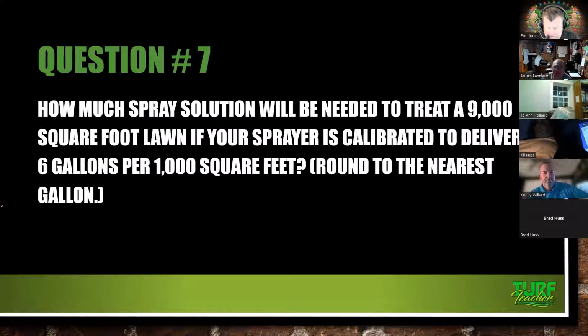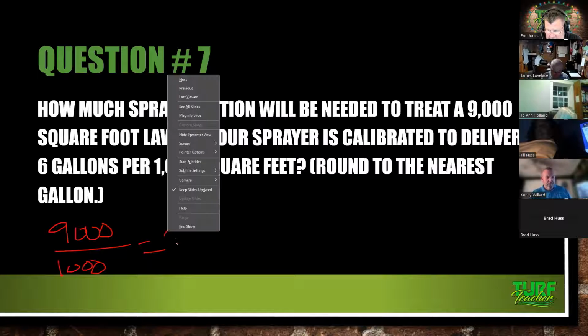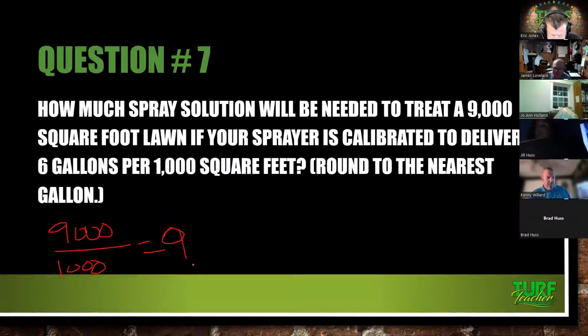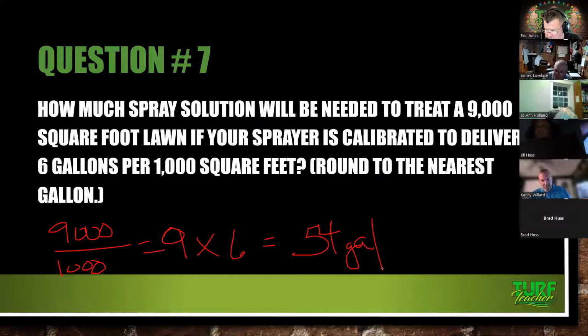Question 7. How much spray solution will be needed to treat a 9,000 square foot lawn if your sprayer is calibrated to deliver 6 gallons per 1,000 square feet, round to the nearest gallon? So, again, I always figure out how many 1,000 square foot blocks I have on a property. So we got 9,000 square feet, divided by 1,000. It's going to give me 9. And then we're putting out 6 gallons per 1,000? We're going to be 54. Easy enough.